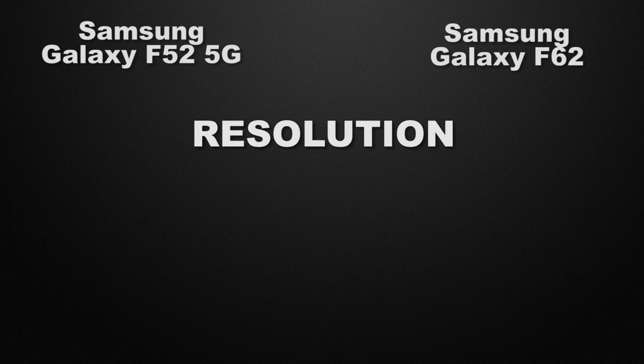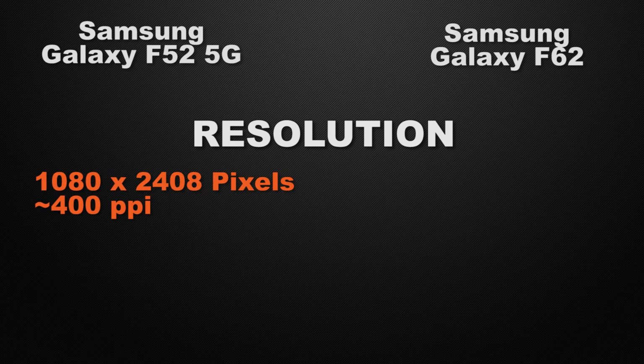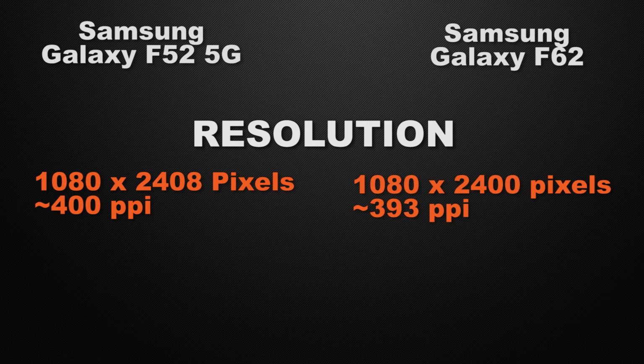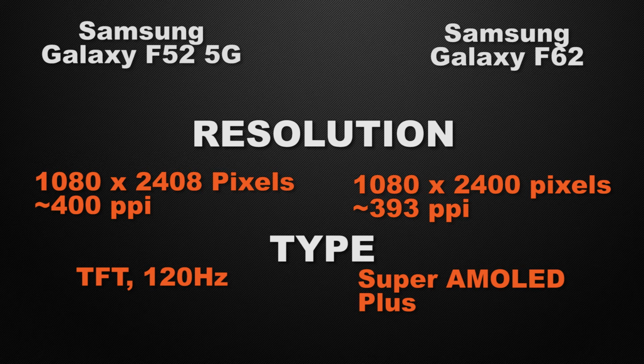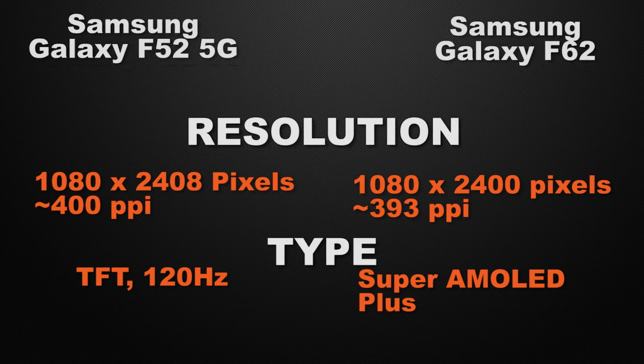Let's talk about the screen resolution of the devices. F52 comes with a Full HD Plus display. On the other side, F62 has a Full HD Plus display. So it's a tie. And about the display type of the devices, F52 has a TFT display with 120Hz refresh rate, whereas F62 has a Super AMOLED display. So the winner here is F62 because it has a Super AMOLED display which can produce sharper images, viewing angles are better and color vibrance is much better than a TFT panel.